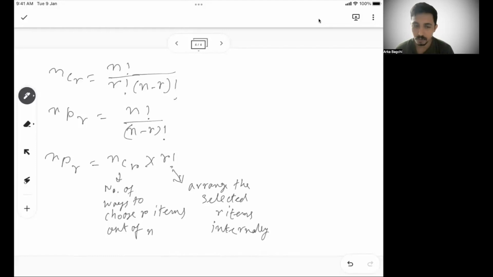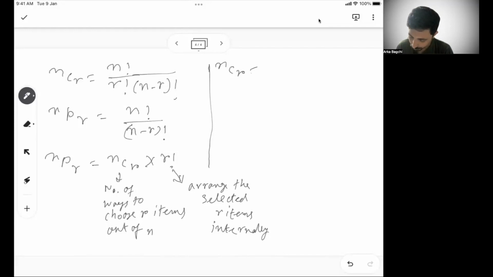So once you choose those r items, how you can arrange them internally, that's what r factorial talks about. But this is a very important formula. All these three are very important formulas. We will try to solve mostly by logic, but these are the few formulas you should understand. And then there are a few enhancements or extensions of these formulas which you also can remember.